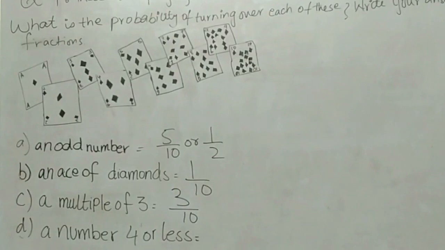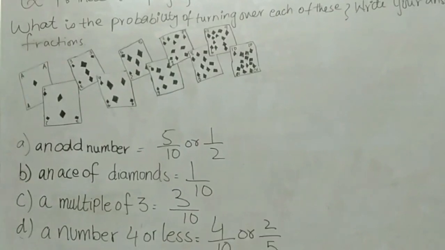Now take the next example, D part. Number 4 or less. As you know, which are numbers here? Which are numbers 4 or less? So you will take numbers from 1 till 4. 1, 2, 3, 4 out of 10. So you will write 4/10, or in simple form you write 2/5.